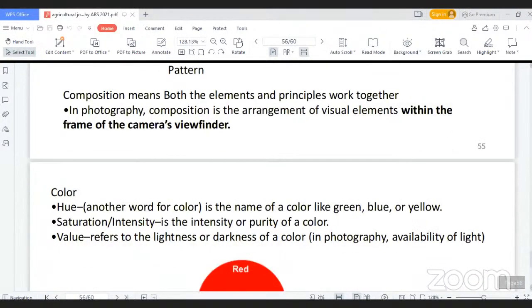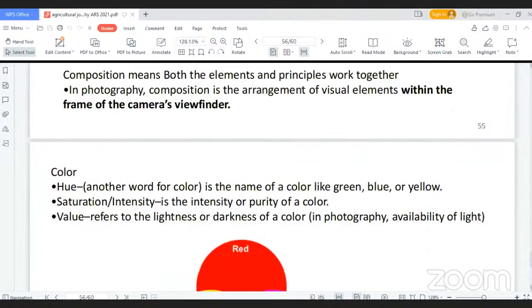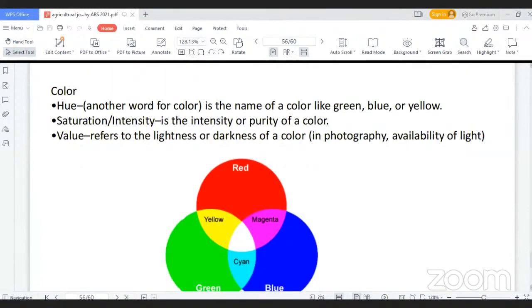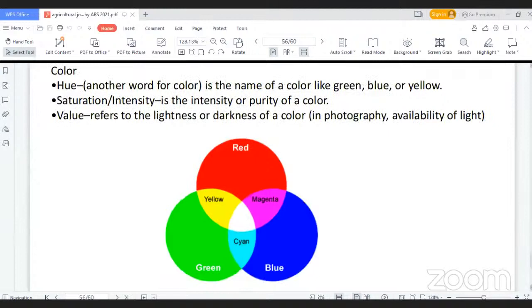Color has three parts: hue, saturation, and value. Hue means the type of color, like green, blue, and yellow, that means primary color, secondary color, like that. Saturation is the intensity or purity of color, how intensely, how deeply one color is there. Value refers to the lightness or darkness of the colors.